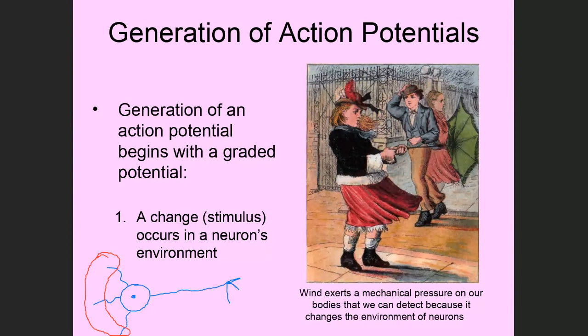It could be a change in the chemical environment of a neuron. So really any kind of change in the environment of a neuron happening out here in the area of the dendrites, which are the receptors for our neuron or for our nerve cell, is going to initiate a graded potential.